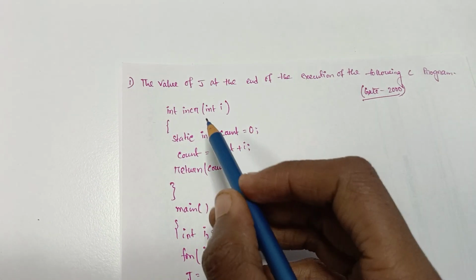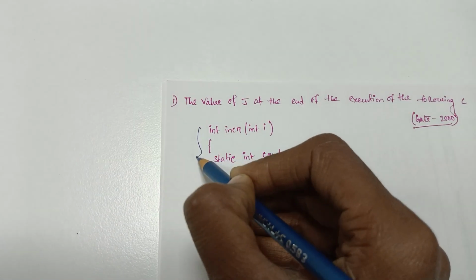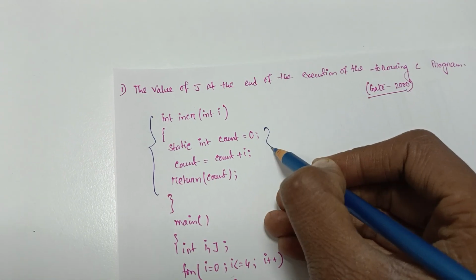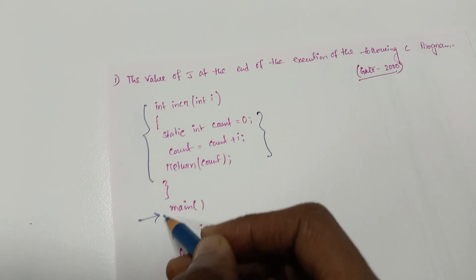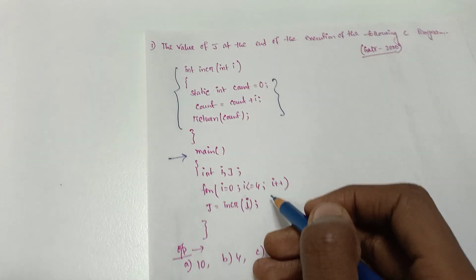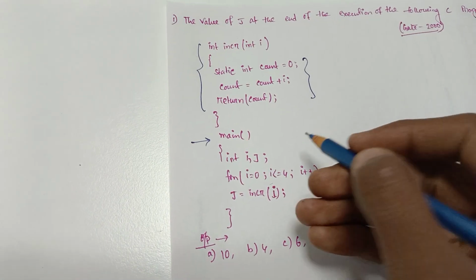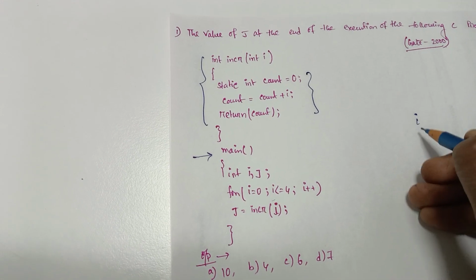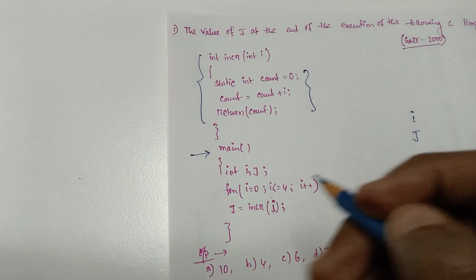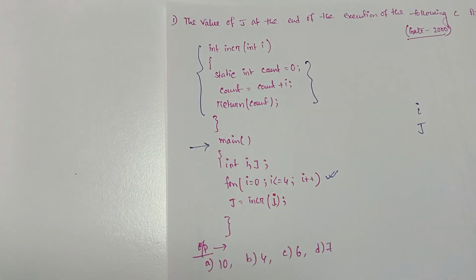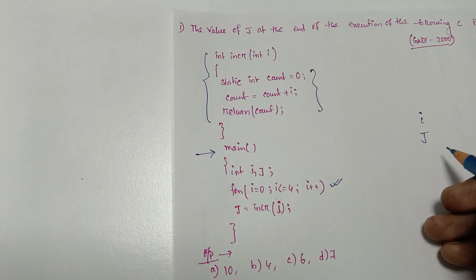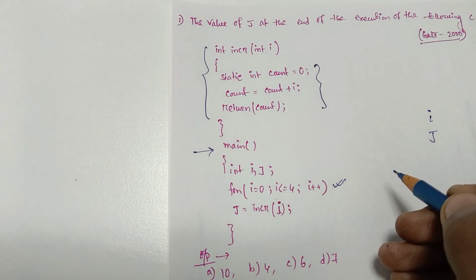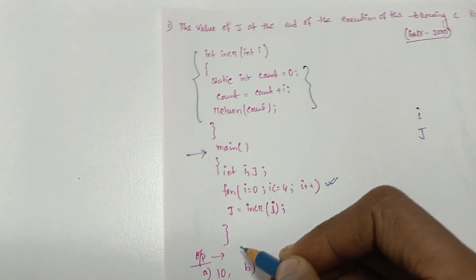Here we have a function called incr, which has three lines of code, and this is the main. We know that the program always starts from main, so we have to go line by line in main. There are two variables, i and j. Here is a for loop, which is executed 0 to 4 times: 0, 1, 2, 3, 4. For every i, the function will be called for j.